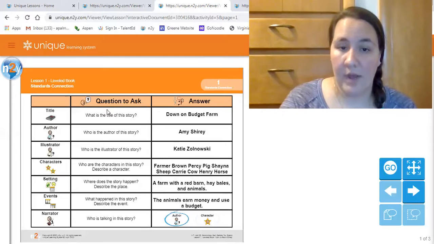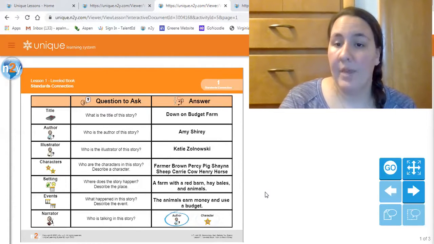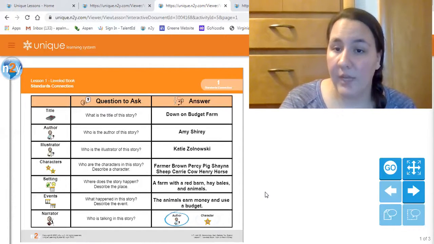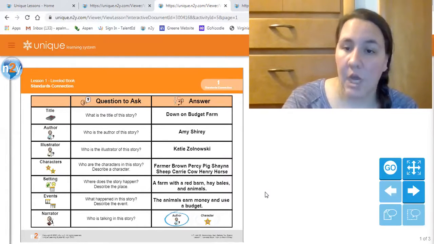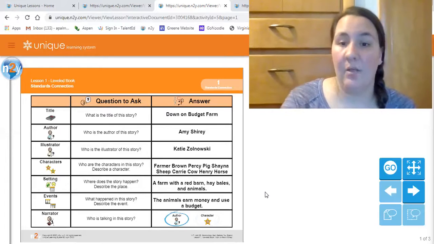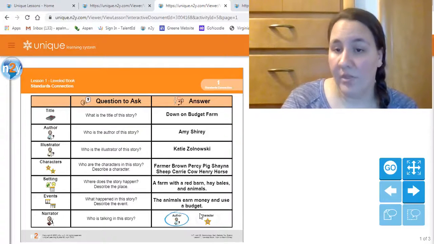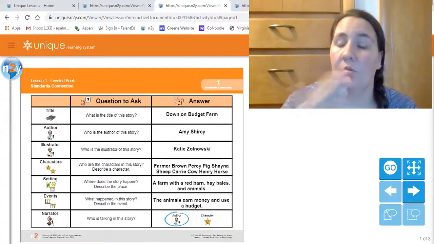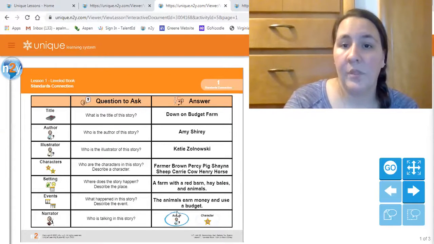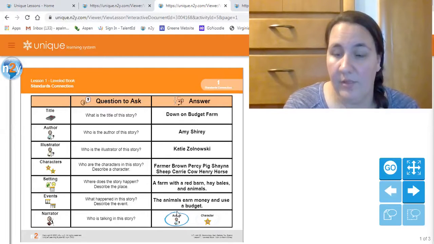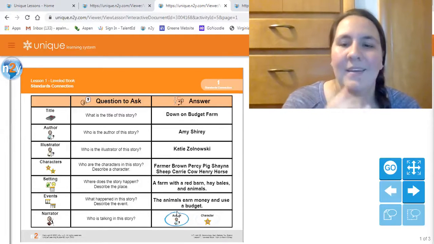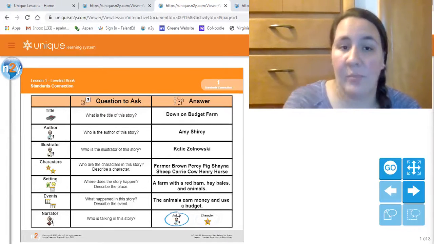In this story, Down on Budget Farm, there were a lot of different characters, and we knew how all the characters were feeling. And when the characters were talking, there were quotation marks for dialogue. So that means that the author, the writer of the story, is the person who is talking, okay? So that was the story from part 1 of this 3-lesson series. So again, if you haven't watched that, please go back and watch that.